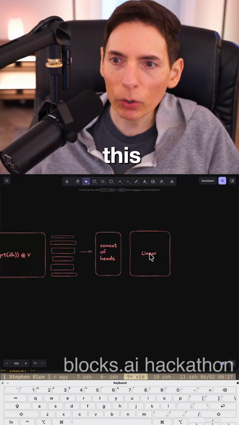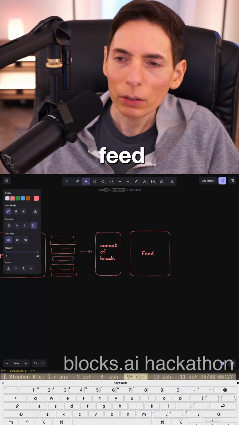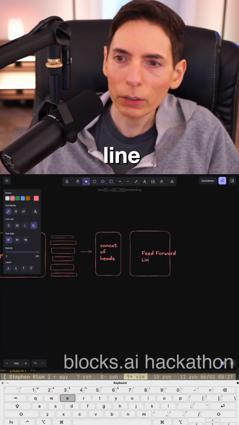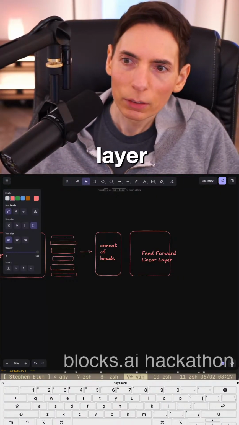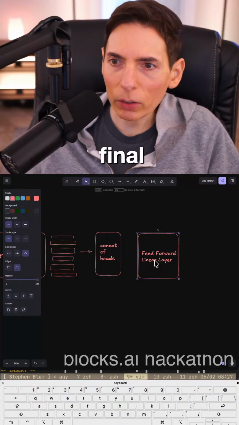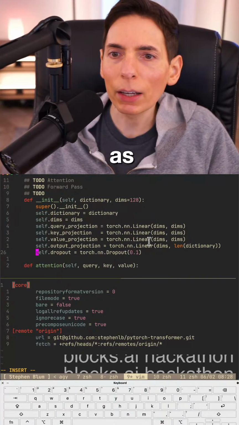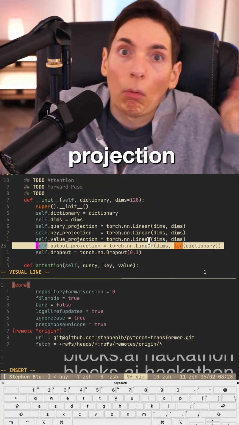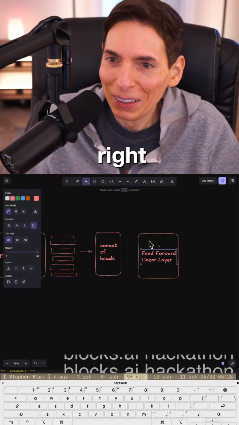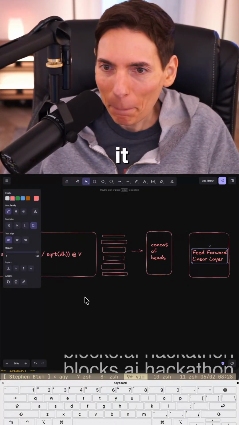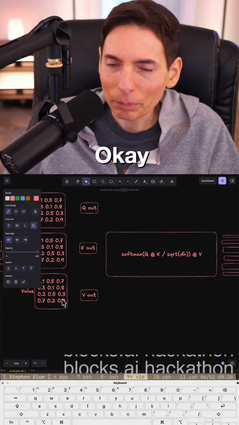So we got the feed forward. This is the feed forward linear layer, which is the final output, which is basically what we've defined as our output projection. Just call it output projection, right? That's the way to do it. Okay.